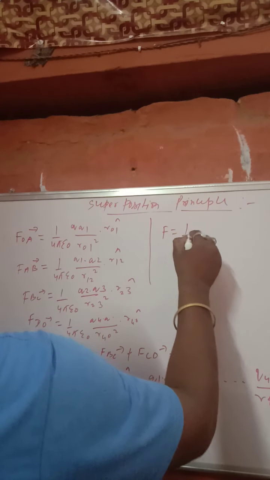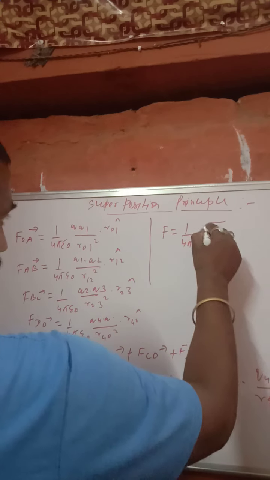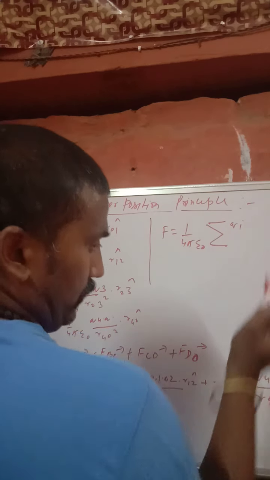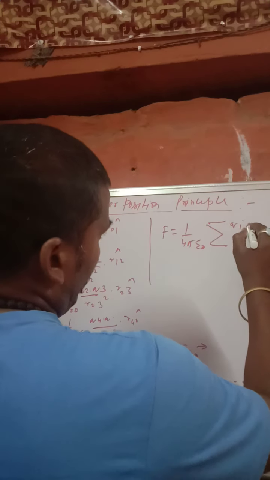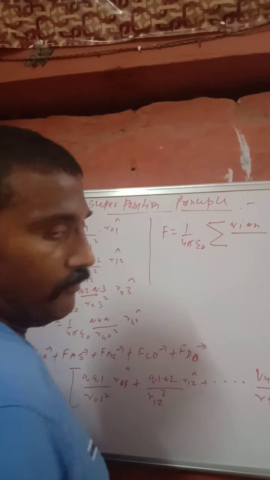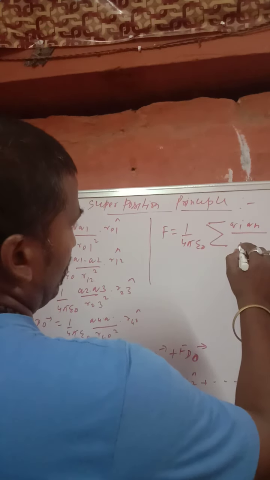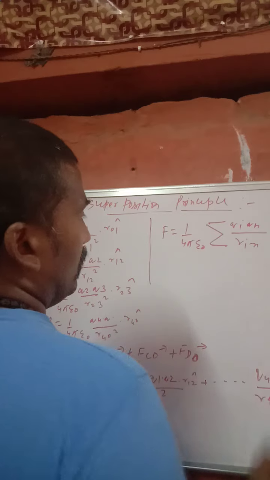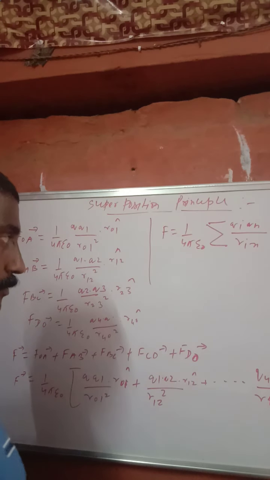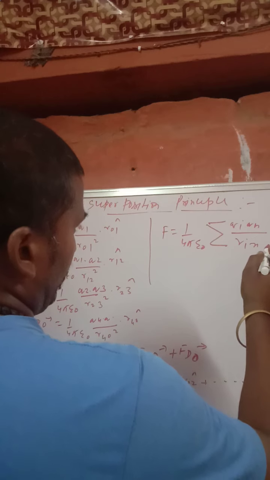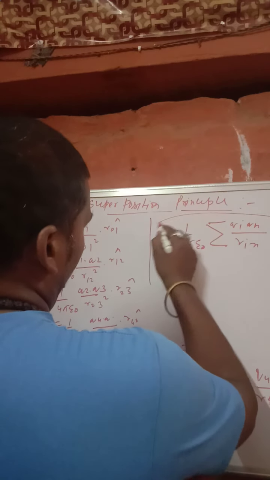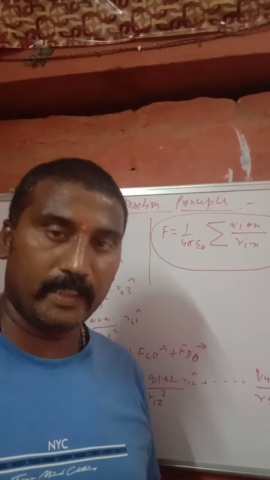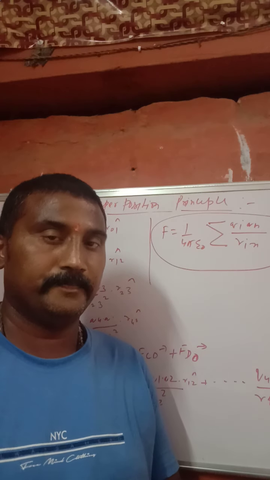Taking the common value, F is equal to 1 upon 4 pi epsilon naught, big sigma, where the initial point is Qi, the initial charged particle, and Qn is the last of the charges from the different points, with Rin the distance of the charged particle from the different points. We can easily calculate the applied Coulombic force when two or more charges act at any point.